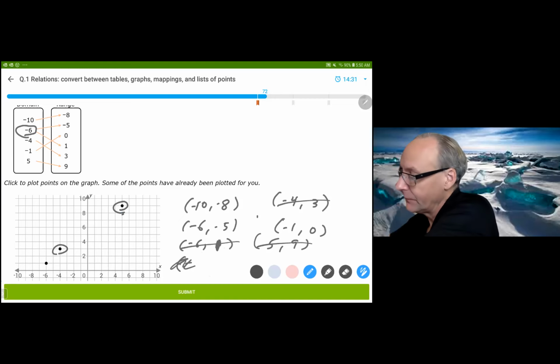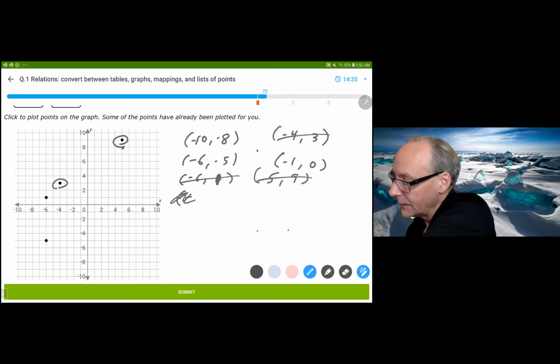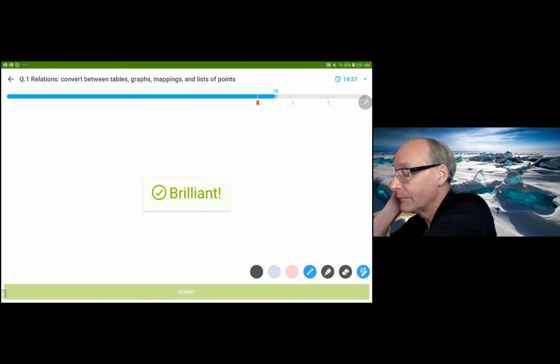Okay, so it looks like we have 3 points we have to put in there. Oh, no. -6, -5 is graphed. Looks like we have a -10, -8, which is right there. And then we also have a -1, 0. This is a really easy one to make a mistake on. I want you to notice that it is on the x-axis. That is an x value. And I think I got them. I don't see any mistakes there.